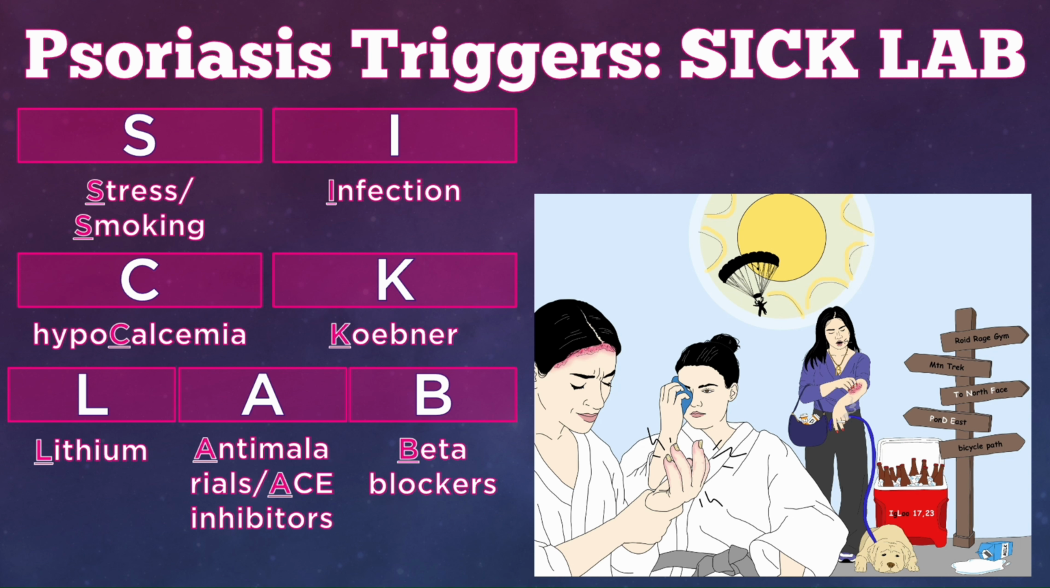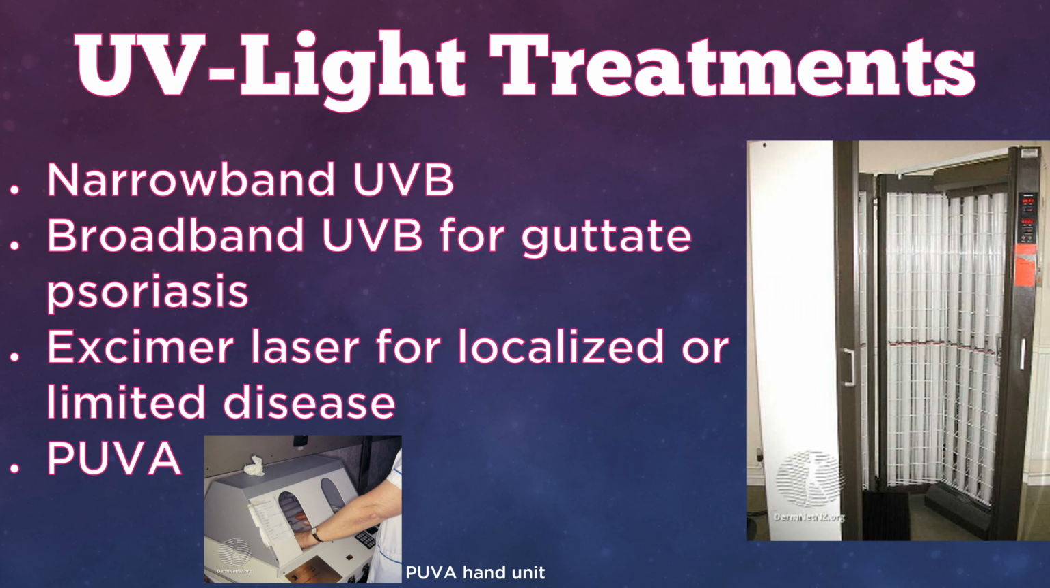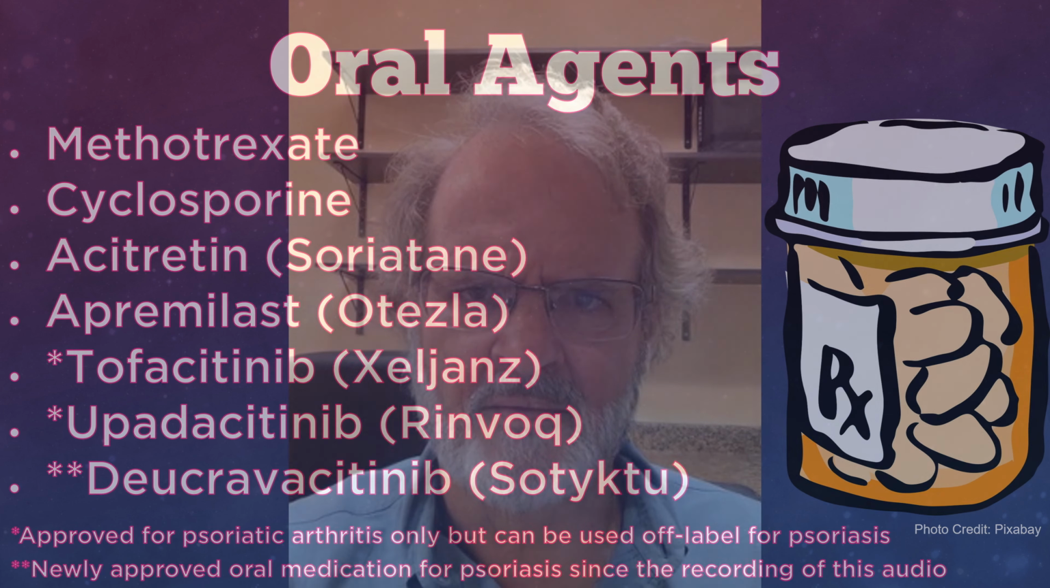Then as far as prescription medications, mild disease can be treated with a variety of topicals including steroids, calcipotriene, and a host of others including calcineurin inhibitors, topical retinoids, anthralin, coal tars, and salicylic acid. When these topicals don't cut it, we reach for more systemic treatments. UV treatments such as narrowband and broadband UVB, excimer laser, or PUVA can be helpful. Then there are oral agents like methotrexate, cyclosporine, acitretin, and apremilast that can be used. And then finally we have all the biologics.